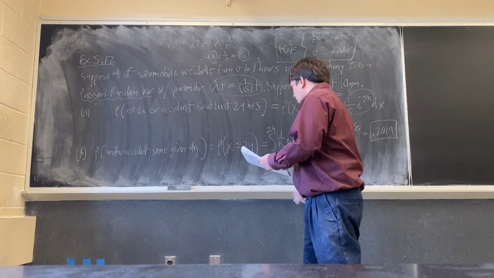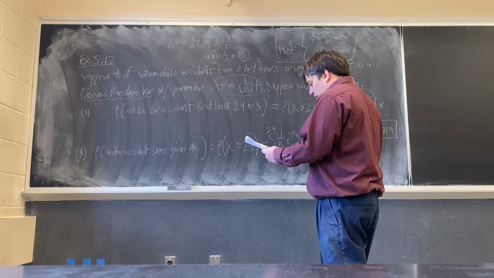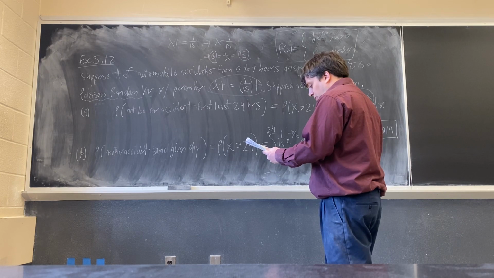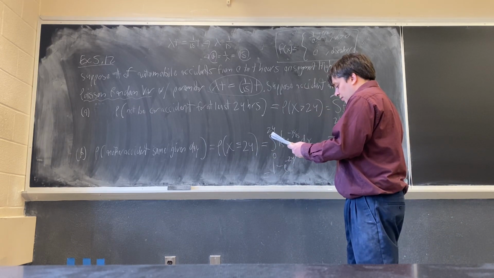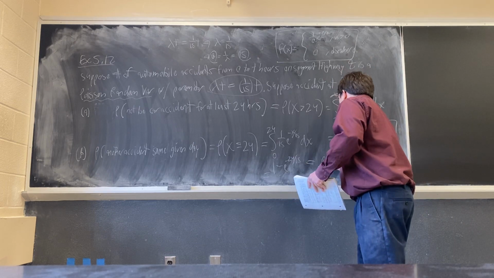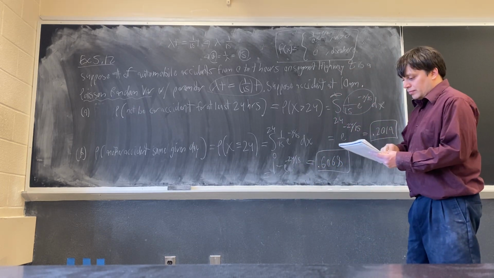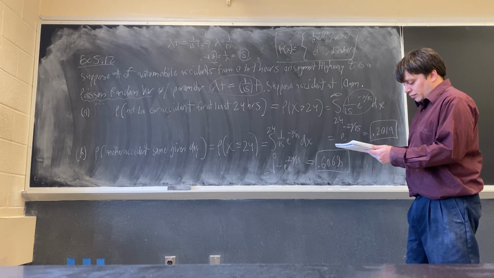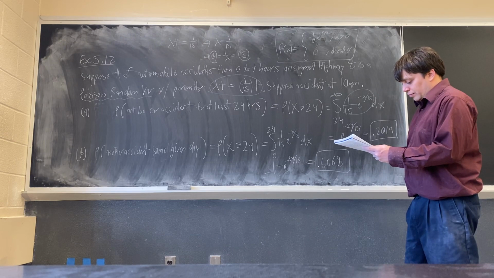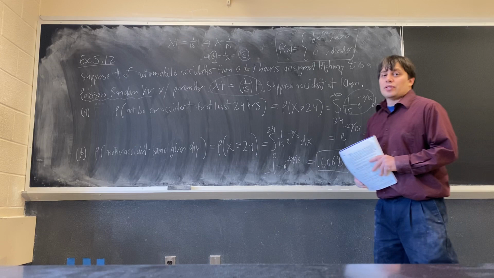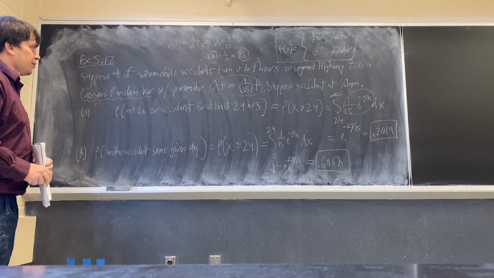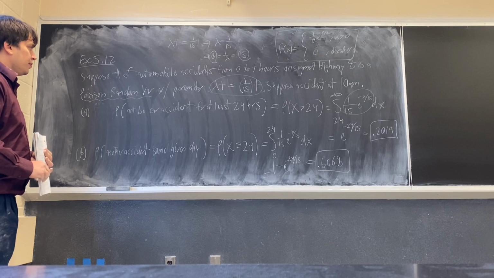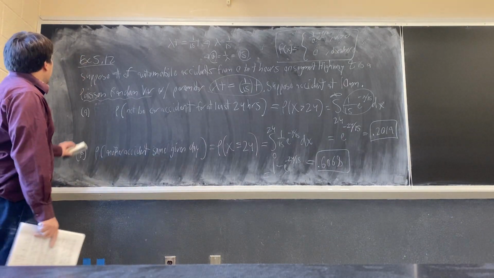Okay, and so that's equal to 24, and that's equal to 1 minus e to the negative 24 over 15, and that's equal to 0.6068. Okay, and so that's part B of this example. Okay, good. So let's go.